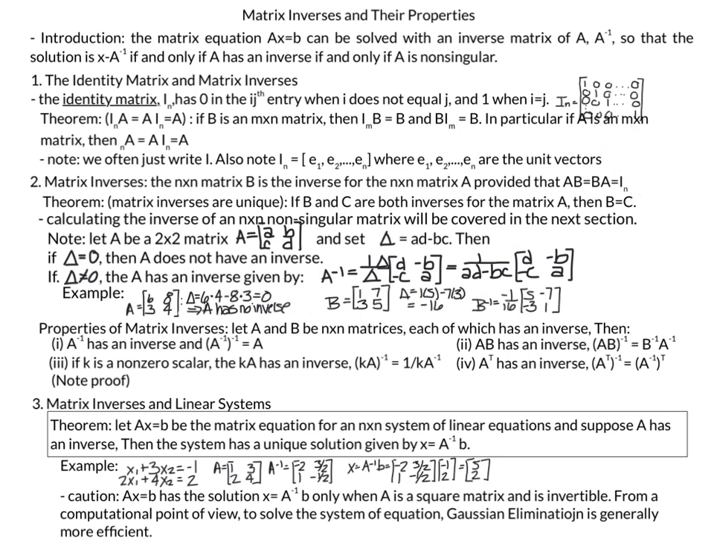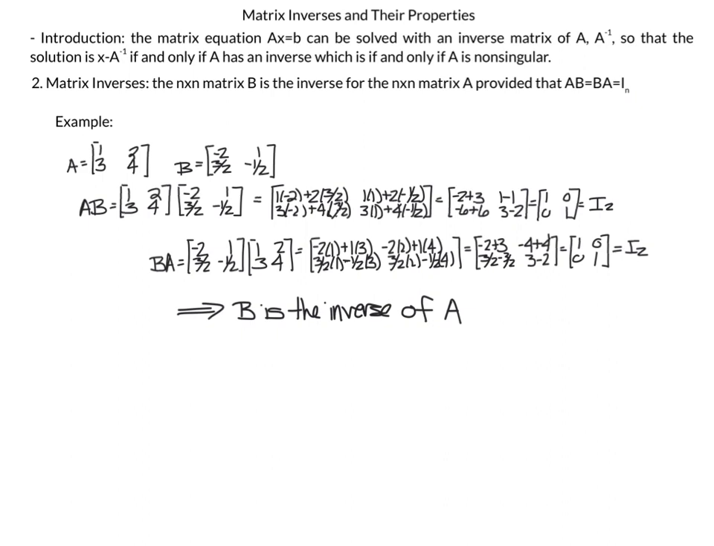Now that we have the identity matrix defined, we can define matrix inverses. The n by n matrix B is the inverse of the n by n matrix A, provided that AB equals BA equals I_n. And here's an example of matrix inverses.